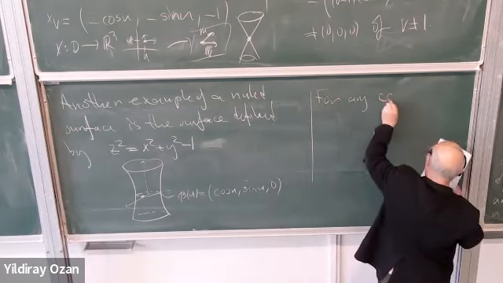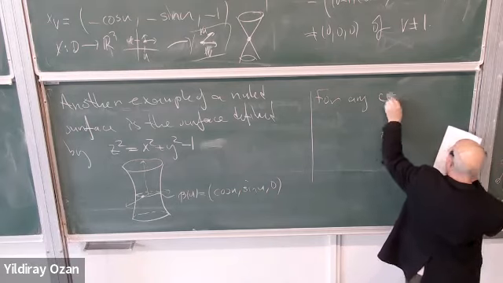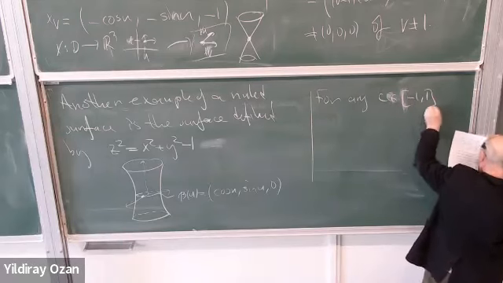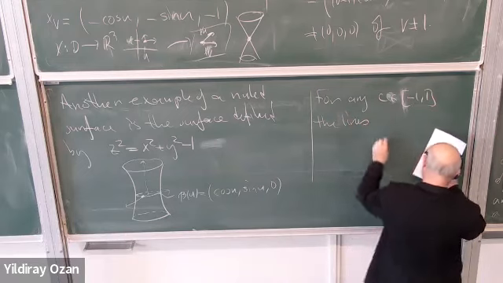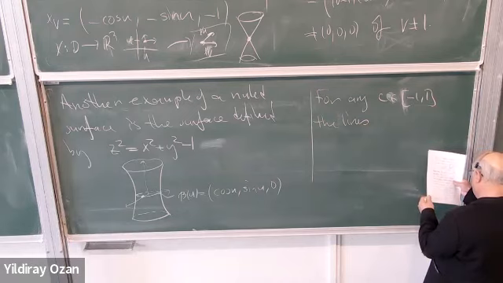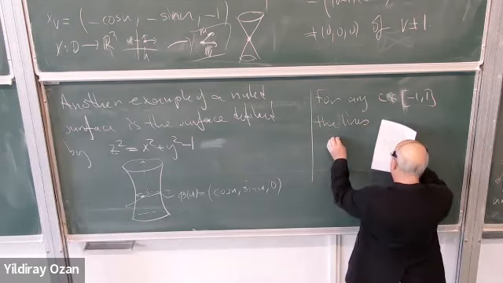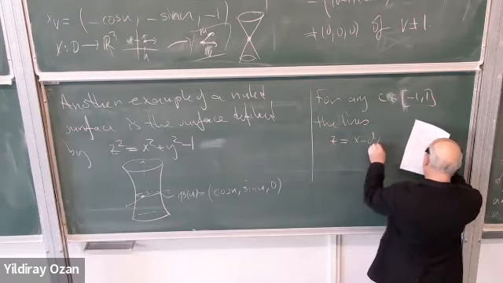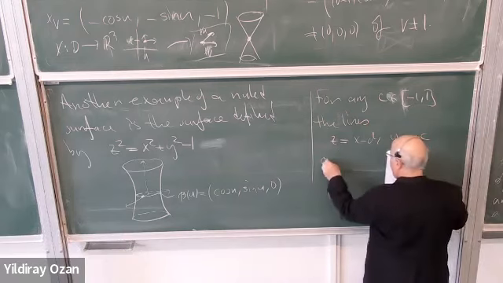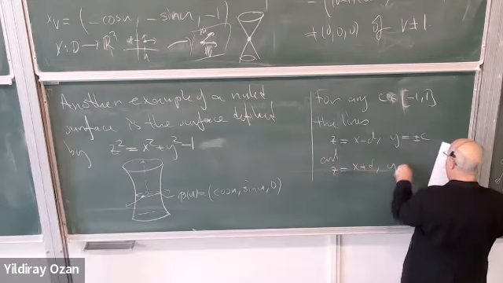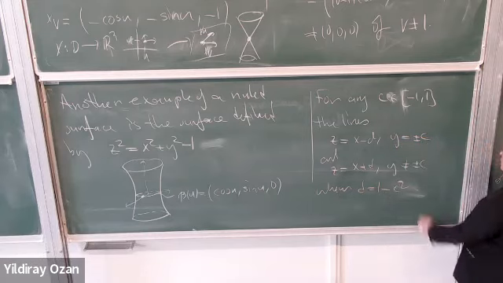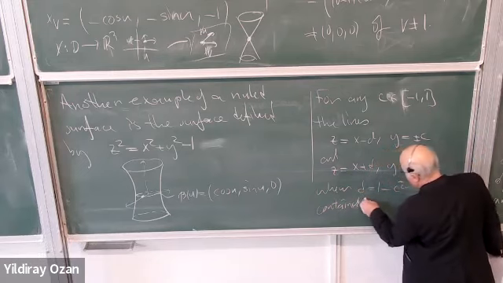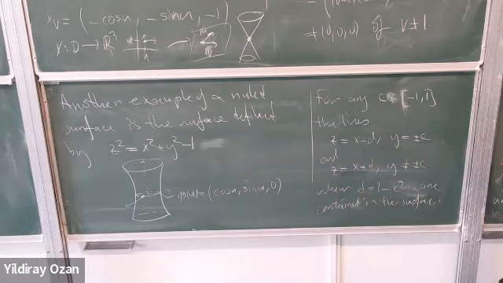For any c in this interval minus 1 to 1, the lines z equals x minus d, y equals plus or minus c, and z equals minus x plus d, y equals plus or minus c, where d is just the square root of 1 minus c squared, are contained in the surface. So we have two rulings actually.